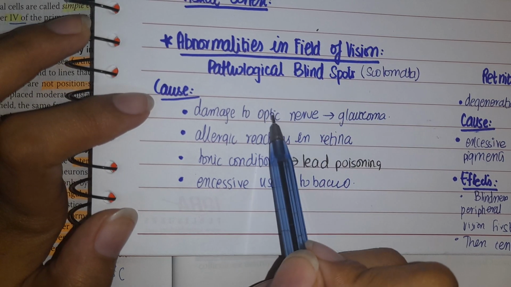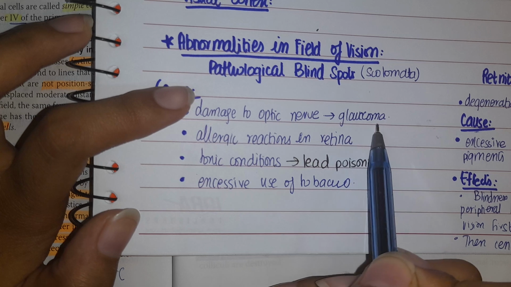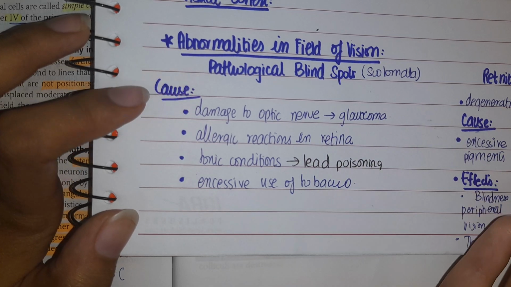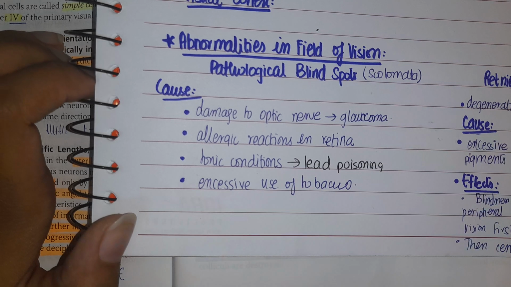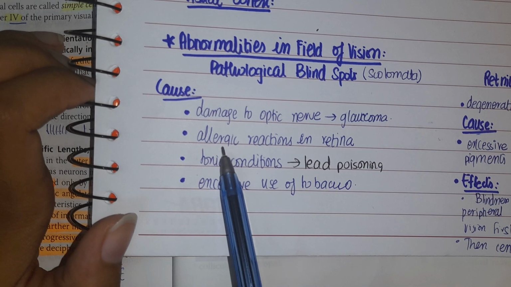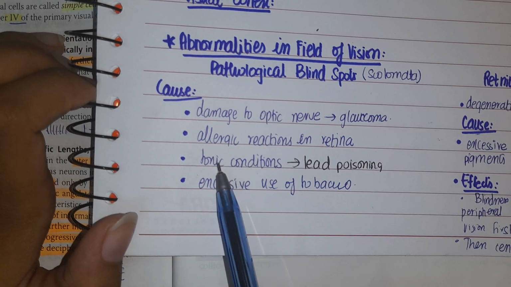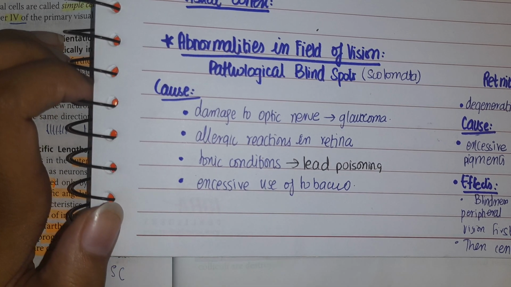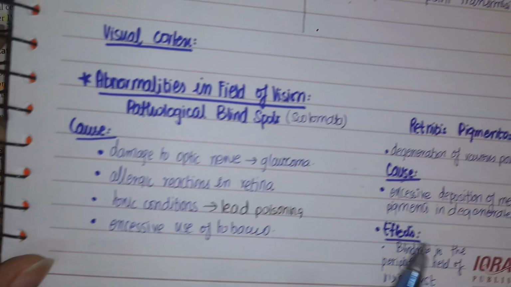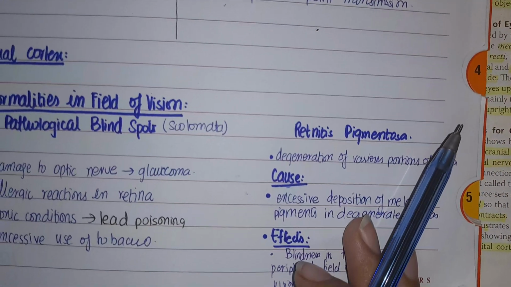It is caused by damage to the optic nerve, majorly caused by glaucoma, which is increased intraocular pressure due to disturbance in the drainage of the aqueous humor. Then there can be allergic reactions, and toxic conditions like lead poisoning, tobacco poisoning, etc., from excessive use of tobacco. Now we have retinitis pigmentosa.